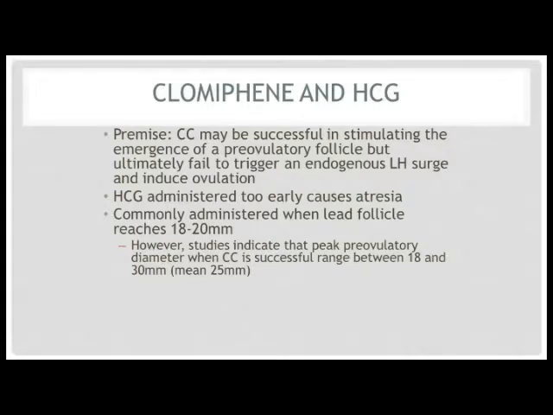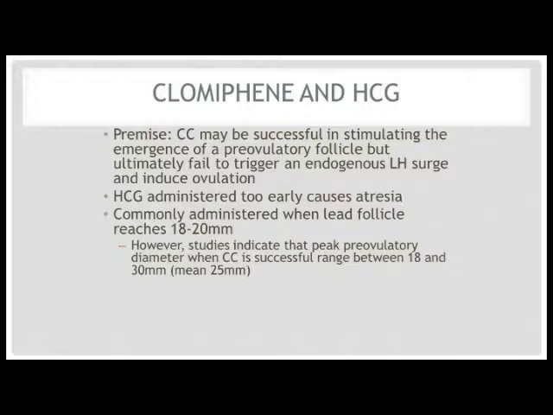So why would I use HCG? Why do we do this trigger shot? The trigger shot works because of this thought that Clomid can make and develop the egg, but some women are unsuccessful at luteinizing that egg and basically inducing ovulation. So some women can't ovulate. They can make the egg, but they can't ovulate. So we always do triggers with our cycles.